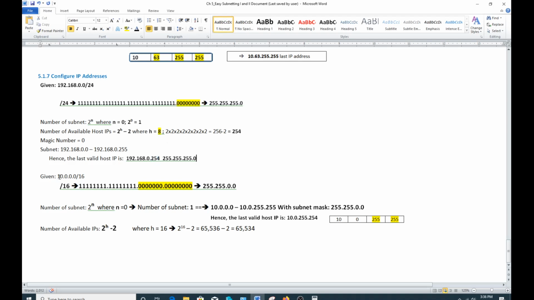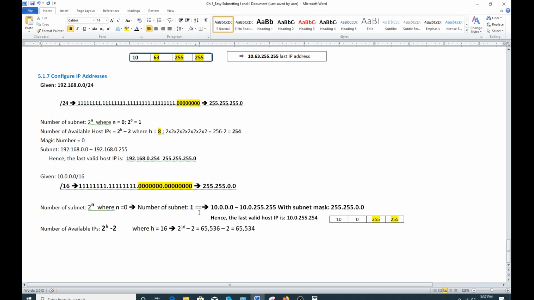Okay, let's look at the second one. It gives us an IP address of 10.0.0.0 with the CIDR notation of /16. So we write out the 16 1 bits, and we convert that into decimal. So we know that the subnet mask is right here. This is a class B default subnet mask. We want to find out how many subnets. Well, again, this is a default, so we know there's only one subnet, which is 2 to the n, which is good.